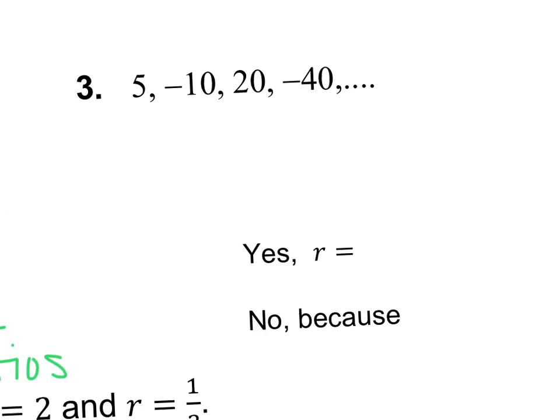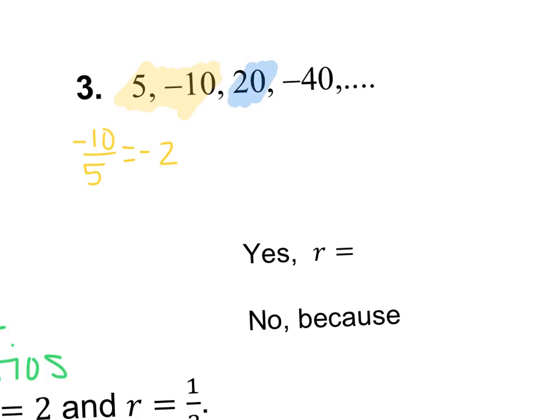All right, number 3. So for problem number 3, we're going to do the same thing. We need to decide if it's geometric, so I'm going to do some division. So I'm doing -10 divided by 5. What is -10 divided by a +5? Okay, make sure you put -2. It's not +2, it is negative, because whenever I divide a negative by a positive, I get a negative.